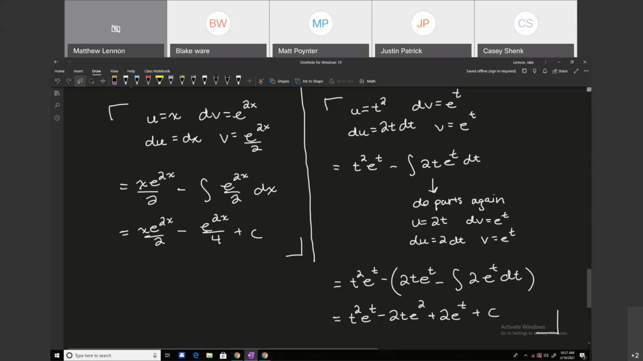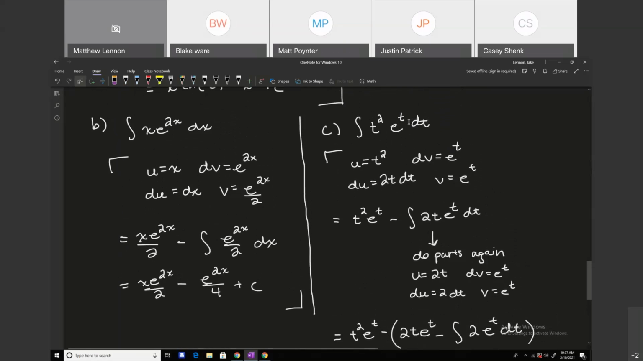So in this example, we had t squared times e to the t. Over here in part B, we had x times e to the 2x. That's not too far away from 2t times e to the t, right? You've got a polynomial times an exponential. So the next example we're going to have a polynomial times a logarithm. I just want to make sure that's not the one we did already.